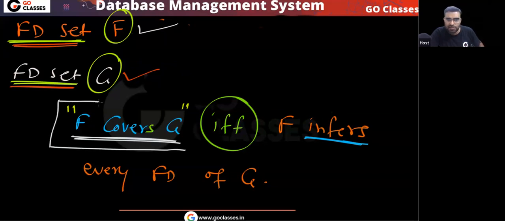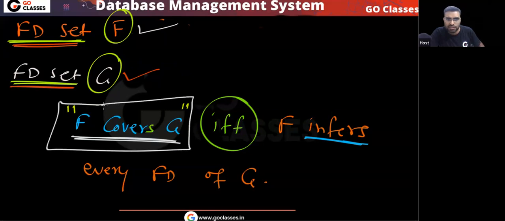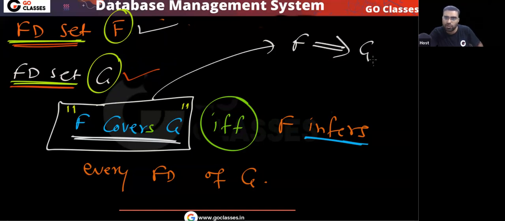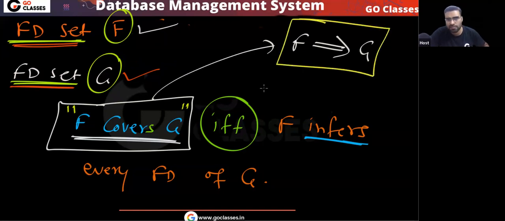F covers G simply means that F implies G. This is how you can understand it. Is this clear? F covers G, that means F implies G, meaning from F you can derive G. Every FD of G you can derive from F. Did you understand the definition?